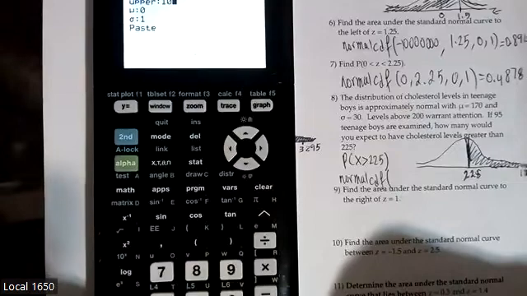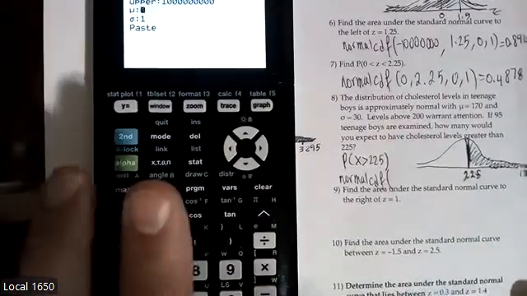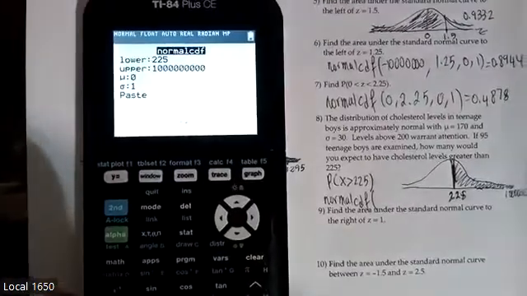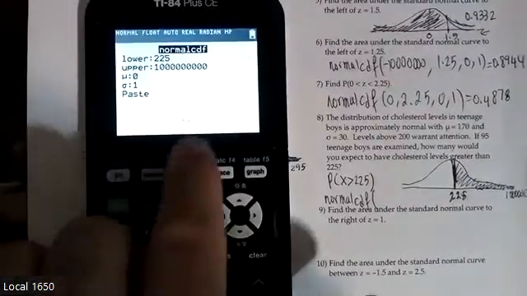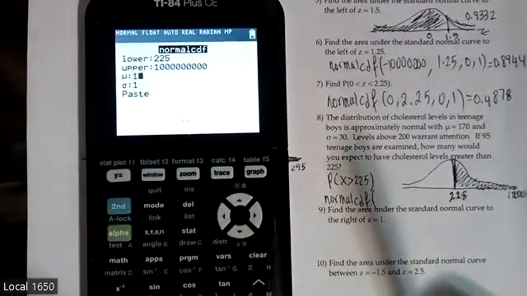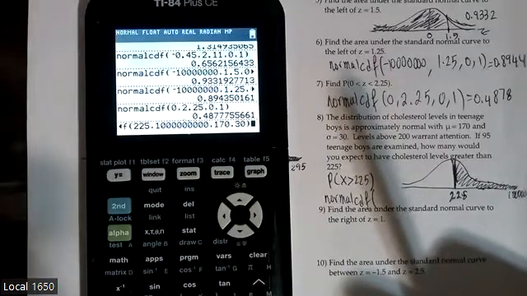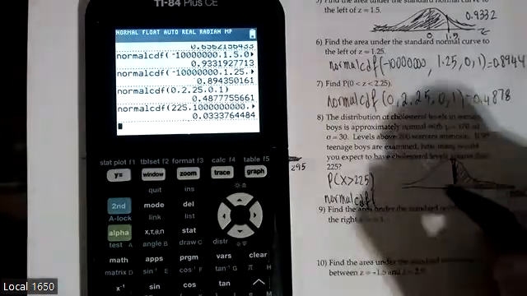I'll put it there. I'm going to put 10 million. Just put as many zeros as you want. And now, guys, you don't put 0, 1 on the calculator because we're not working with Z, we're working with X. So you just put the mean and the standard deviation. The mean is 170 and the standard deviation is 30 and paste. And that's it. And that should give you the answer.